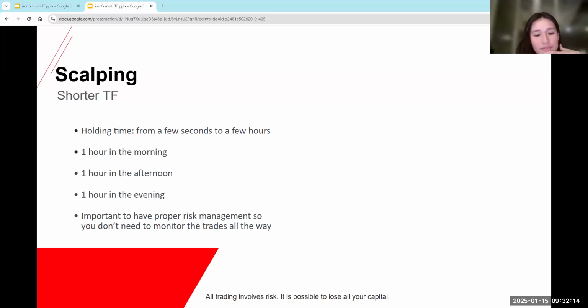So if swap is positive, then it can make holding your position overnight more attractive, because you're reducing holding costs and also earning interest.